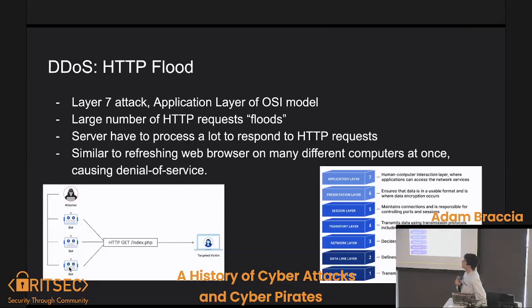One DDoS we have is HTTP flood. You can think of this one as if you have many systems connected and you try resetting your browser. In HTTP, the requests don't take a lot of processing for it to do, but the replies take a lot of processing. So after you're doing that a lot of times, it causes denial of service.